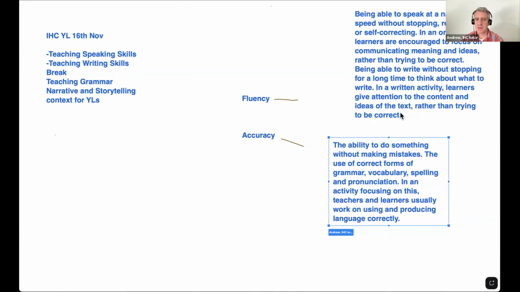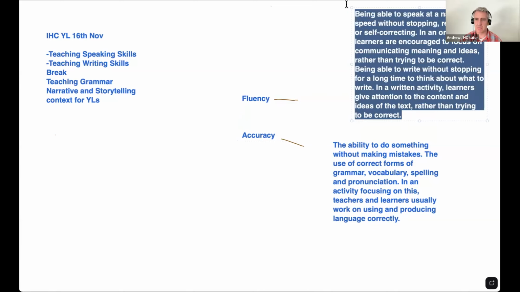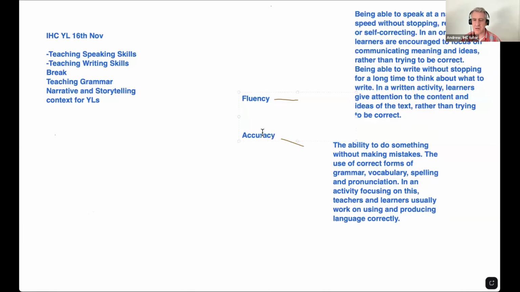So fluency, we've determined, is speaking at a natural speed without stopping, repeating or self-correcting. Just putting that into the chat. There we go. So you can copy it if you need to. Come back to it later. Because we're going to do an activity in Google Forms now.